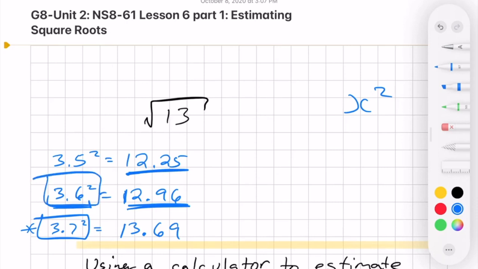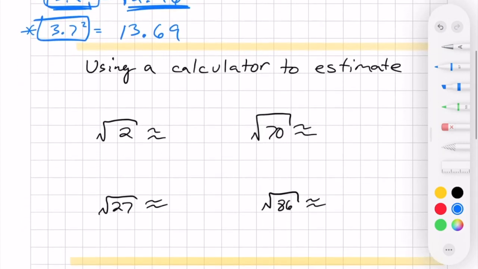And now if I was going to estimate approximately 3 decimal 6, and then I'm just going to go to 1 decimal place here. Now when we use our calculator to estimate a square root to 1 decimal place, we're going to use guessing, checking, and revising. Then check your estimate using a calculator.